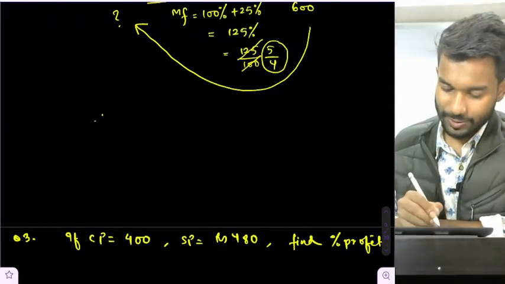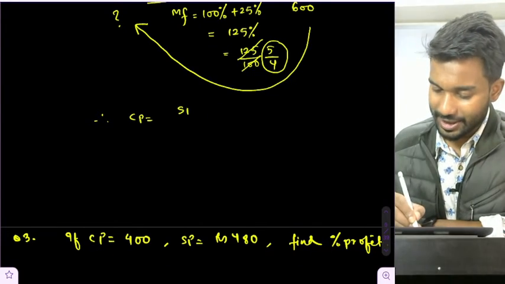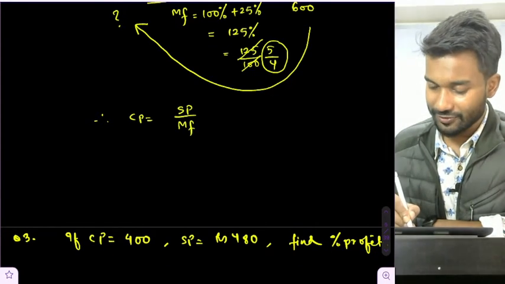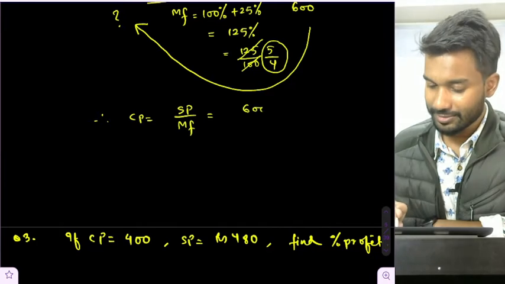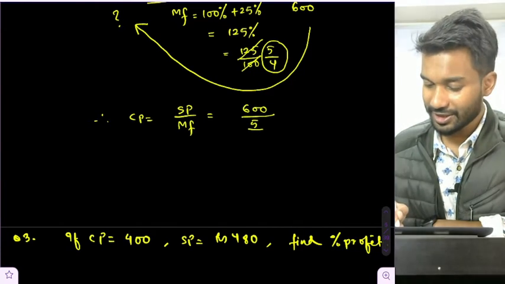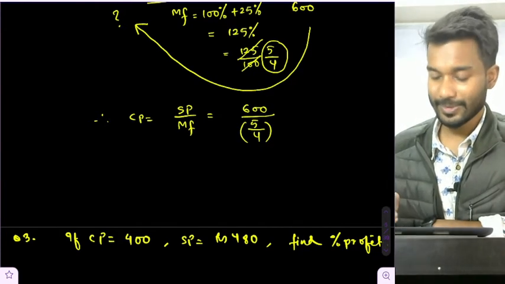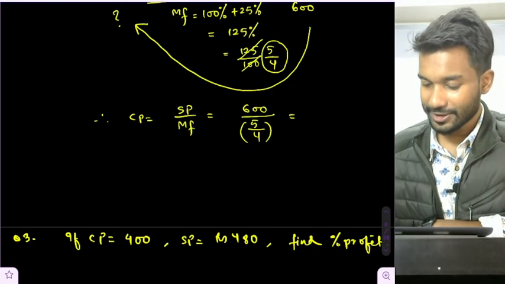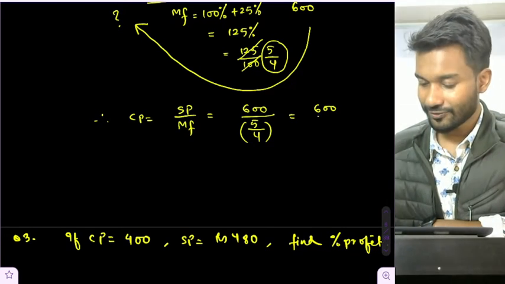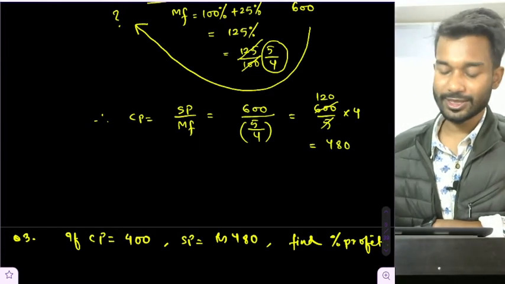Therefore, cost price will be our what? Selling price divided by multiplication factor. Selling price is what? 600. Multiplication factor is how much? 5 by 4. So this will give us 600 by 5, 4 will go up. 5 how many times? 120. 120 times 4 is 480.